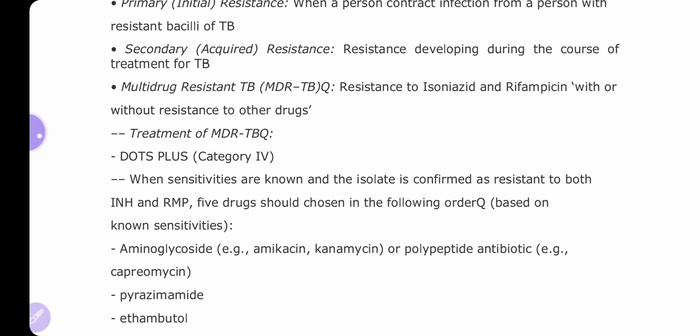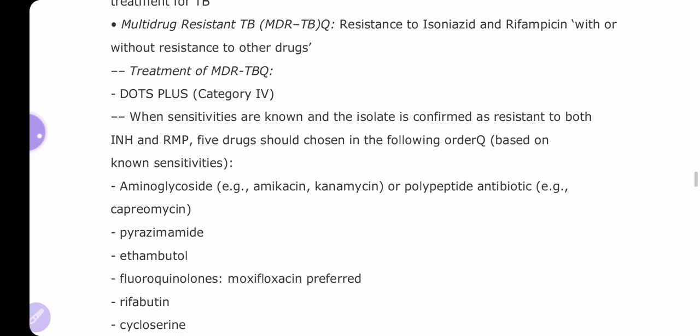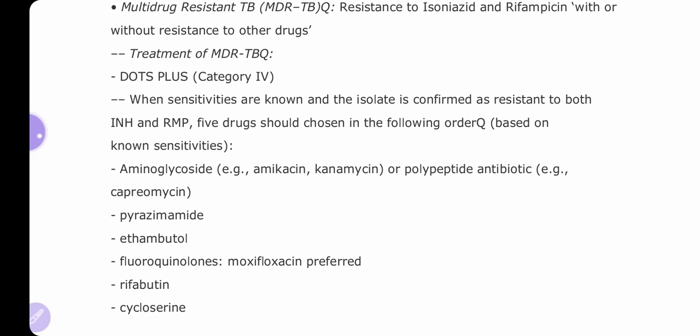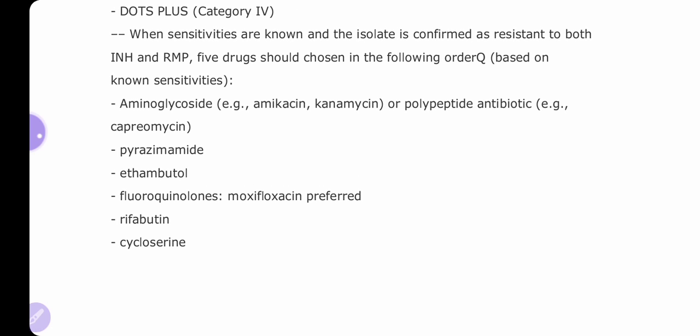Five drugs should be chosen in the following order. That is, for drug resistance or MDR TB, you should know this sequence. Out of these drugs mentioned here, 5 drugs are chosen. Aminoglycosides, out of this, amikacin, kanamycin can be selected, or capreomycin can also be selected. Then pyrazinamide, ethambutol, fluoroquinolones, one of the fluoroquinolones like moxifloxacin is preferred, rifabutin and cycloserine.